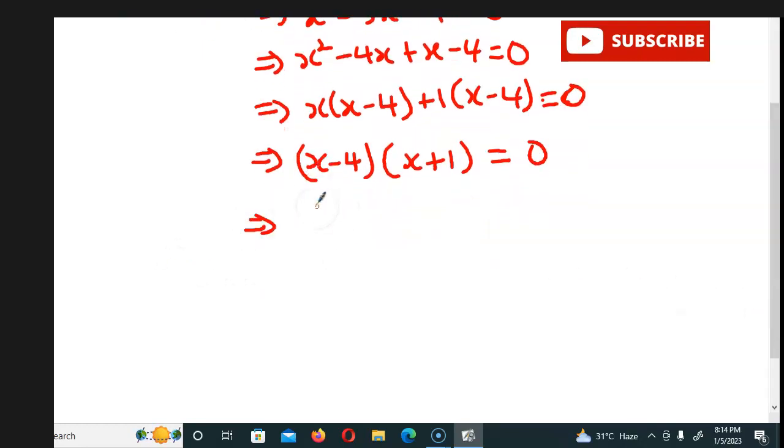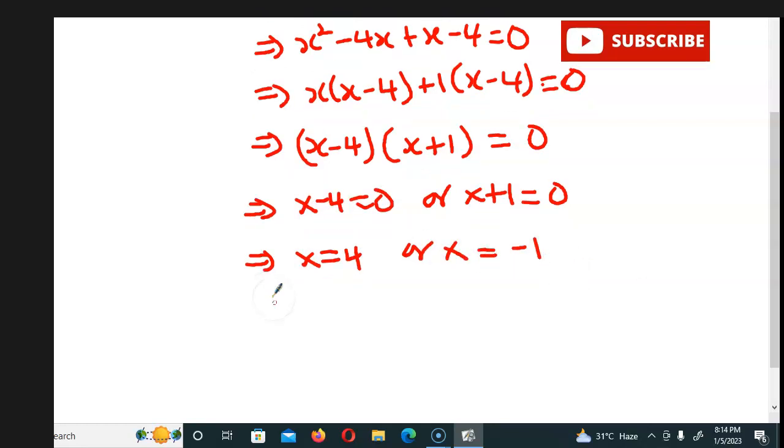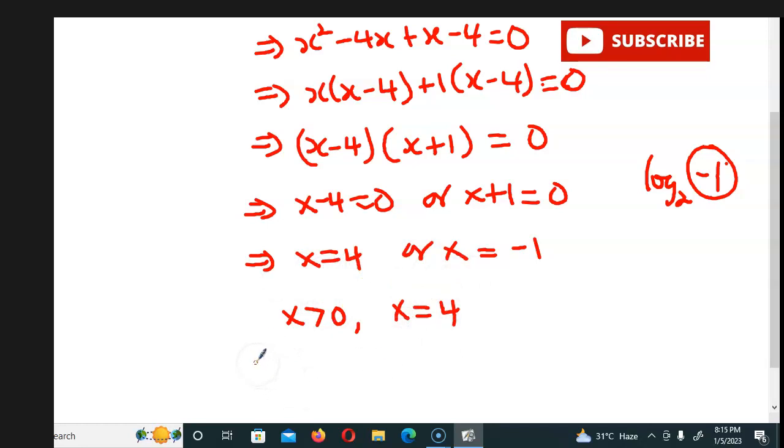And now this is the same as x minus 4 is equal to 0 or x plus 1 is equal to 0. So this, you send 4 to this side. So we have x is equal to 4 or x is equal to minus 1. Now remember, x is greater than 0. Yes, we don't have log of a negative number. So x will be equal to 4. So in this case, only 4 will satisfy the equation. Therefore, the truth set is x such that x is equal to 4.